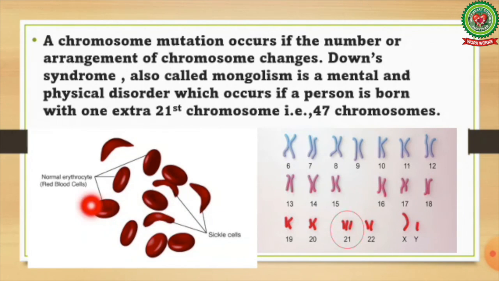Now the next we are discussing is chromosome mutation. A chromosome mutation occurs if the number or arrangement of chromosomes changes. Down syndrome, also called Mongolism, is a mental and physical disorder which occurs if a person is born with one extra 21st chromosome, that is 47 chromosomes.